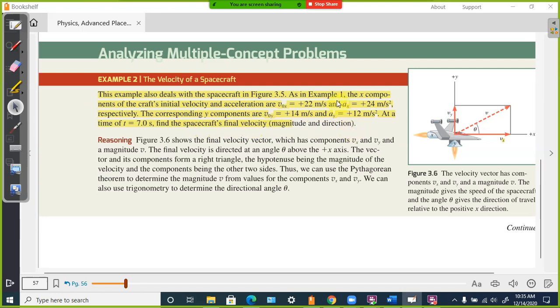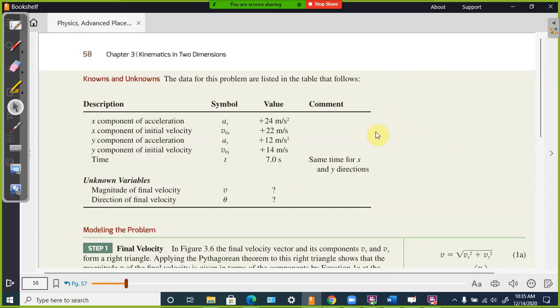Now, this one is tricky because notice they say final velocity. This means the overall velocity. So what you need to do is take into account Vx and Vy, and basically come out with the new overall velocity. Essentially, you're going to find Vx and Vy, and then you're going to find the hypotenuse, and that hypotenuse is the final velocity. So just like we did before, we would start by labeling everything that we have.